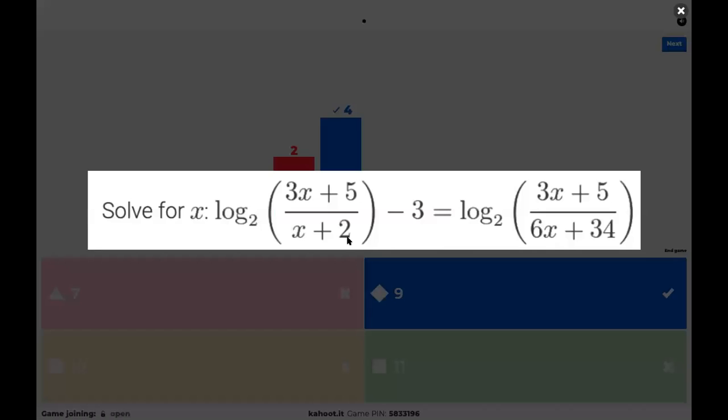Hey, good job. Right, you turn the -3 into a log, and then you just solve the equation after that.